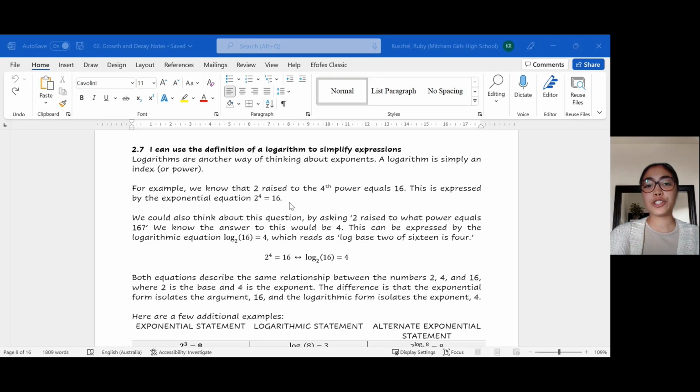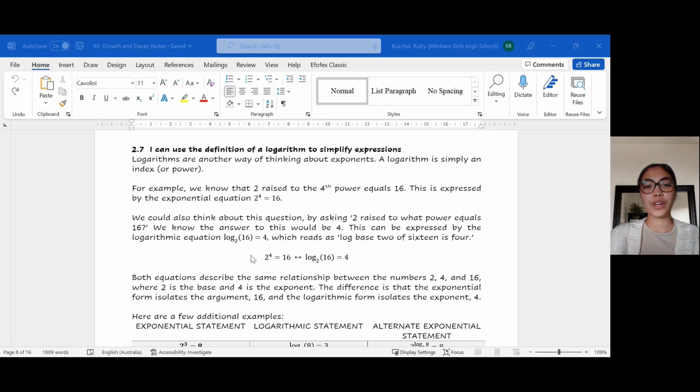For example, we know that 2 raised to the 4th power equals 16, right? 2 times 2 times 2 times 2, that's equal to 16. And of course, this is expressed by the exponential equation 2 to the power of 4 equal to 16. We know this, and we've been working on things like that over the last week or so.